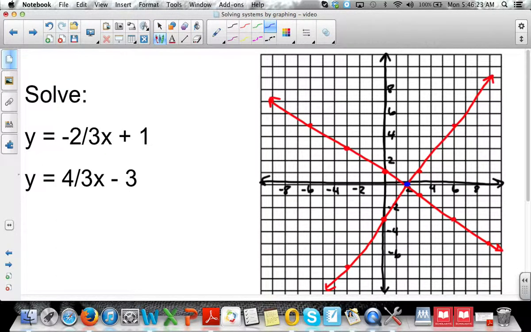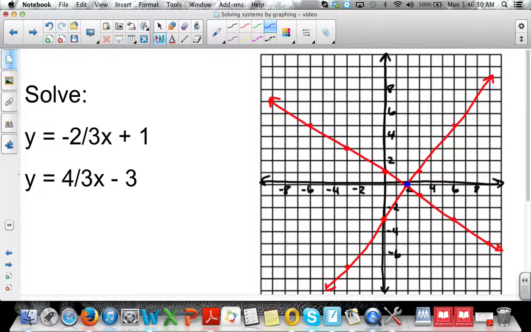For graphing a system of equations, you'll want to use a ruler. My lines are very squiggly. A ruler will definitely help, and make sure you do what I did here: follow the slope out and draw a dot every time so that you're going through the right points. If you're off by a little bit, it's going to make your answer a little bit off.